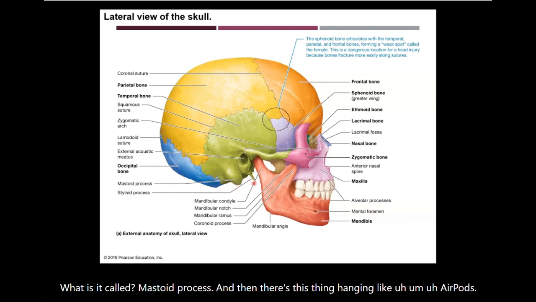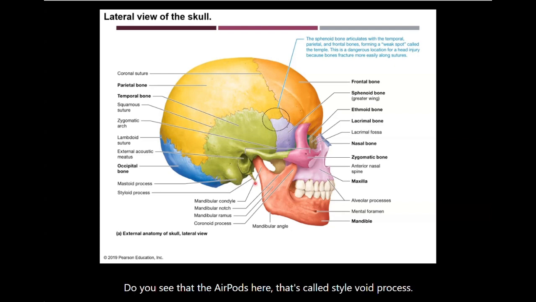And then there's this thing hanging like AirPods. Do you see that? The AirPods here. That's called styloid process. It's sticking out from the ear area. That's why I'm going to call it AirPods, right? What are they called? Styloid process, okay? So this part sticking out is the mastoid process. That part is the styloid process. And then what was this one? The external acoustic meatus, okay?